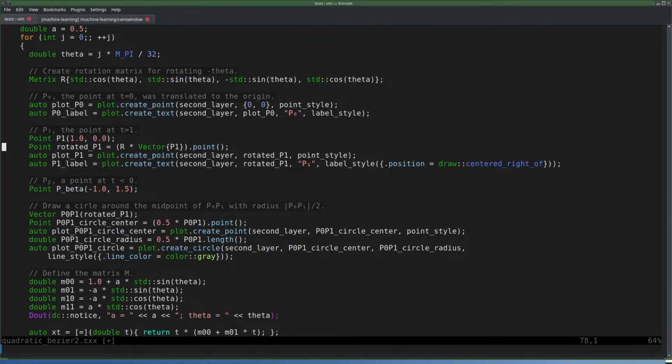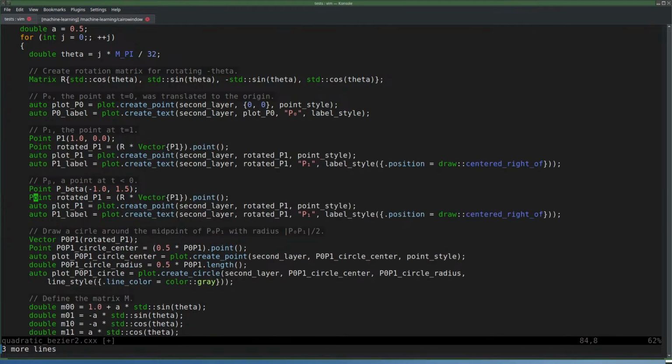And then let's draw it in. Rotate it, search for P1, replace it with beta. Why not do that automated?